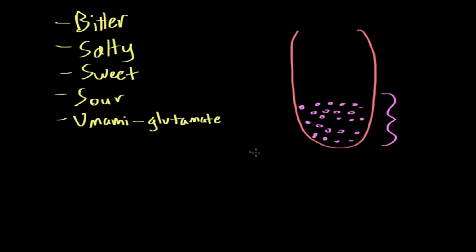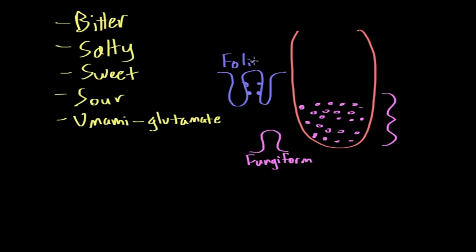There are taste buds that kind of look like this, and these are known as fungiform taste buds. I'll write that down. Fungiform taste buds. And these are the ones that are mostly found over here in the anterior part of the tongue. There are also taste buds that look like this, where the little buds are over here. And these are known as foliate taste buds. And these taste buds are mostly found over here on the side of the tongue.